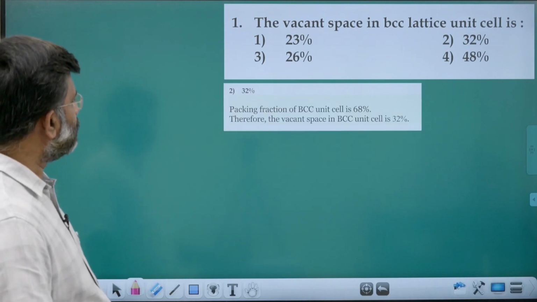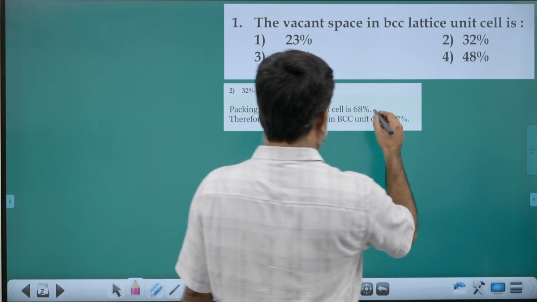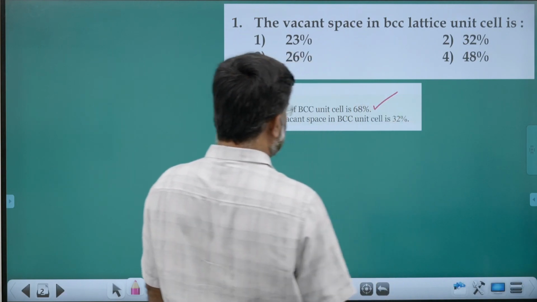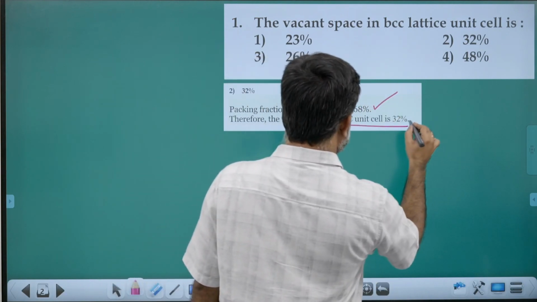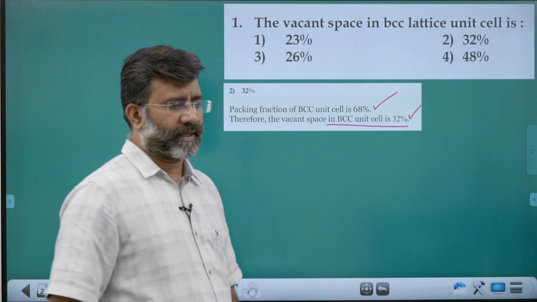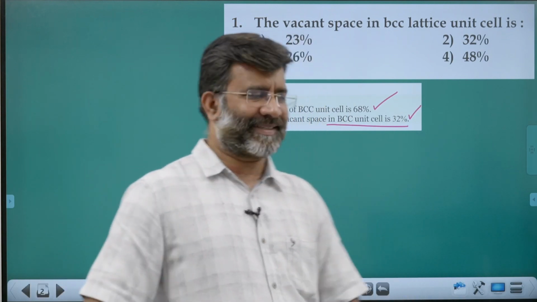Packing efficiency is 68%. Therefore, vacant space is 32%. Okay, next.